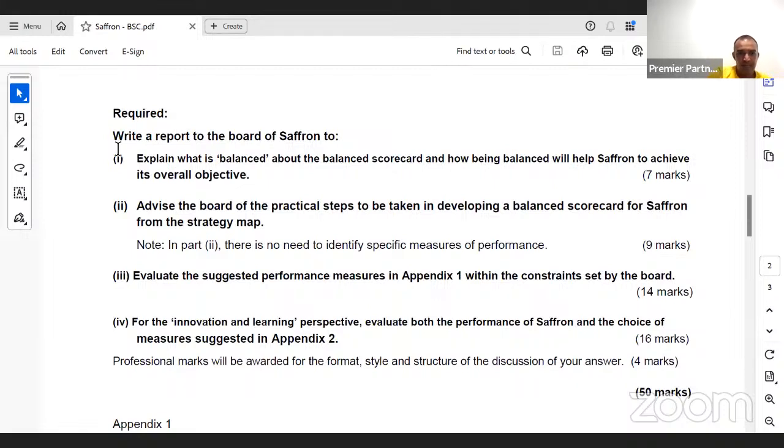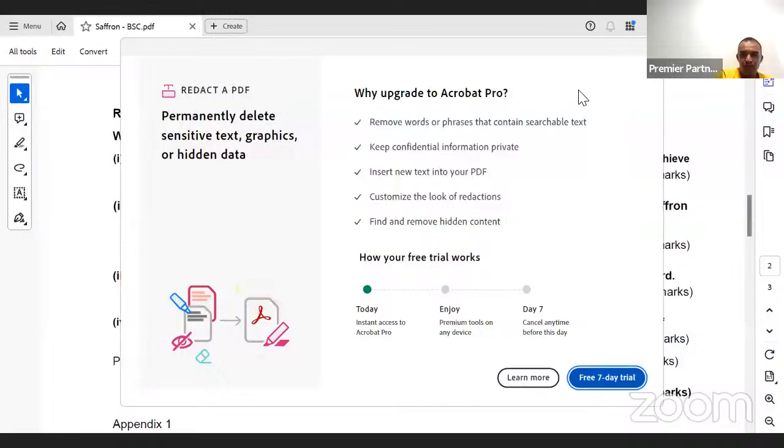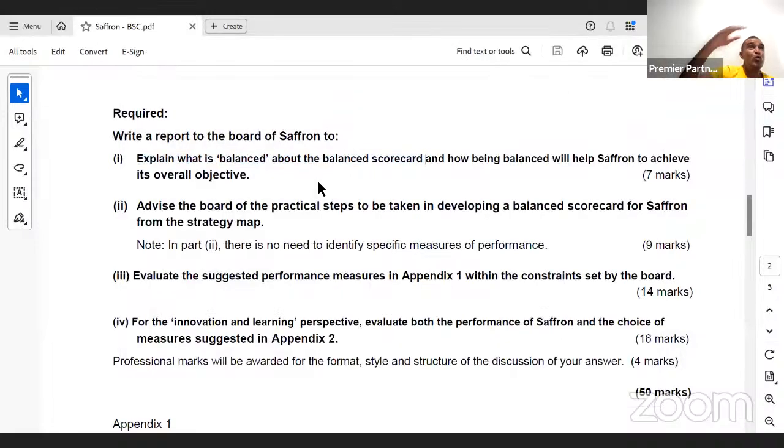Now look at this. Explain what is balanced. Now, this is a very tricky question. Explain what is balanced, he has put it in inverted commas, about the balanced scorecard. Now, you guys know the balanced scorecard. Have you ever heard this term anywhere before? What is balanced about the balanced scorecard? What do you think that he's asking?